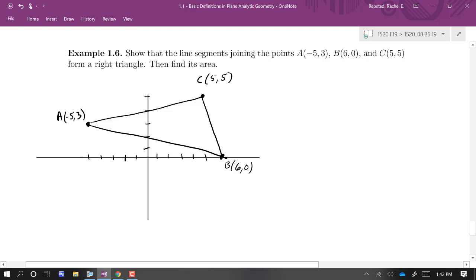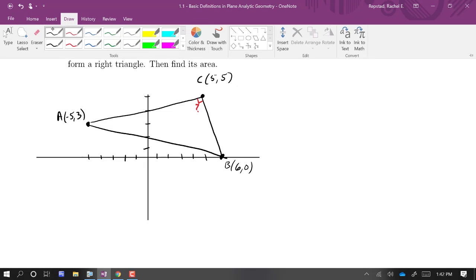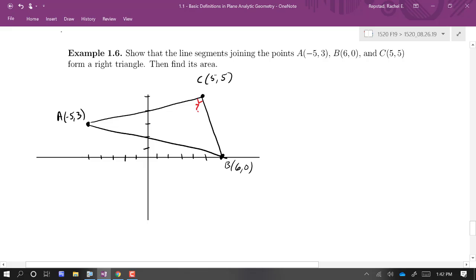So it's just a freehand sketch, but it looks to me like that's probably where the right angle is, so I'm going to make a little note of that. It says show that this is a right triangle. So I think that's where the right angle is. How would I go about establishing that? There's probably more than one way, but I think there's a way that requires only a little bit of labor.